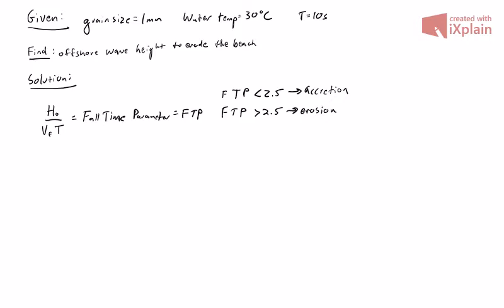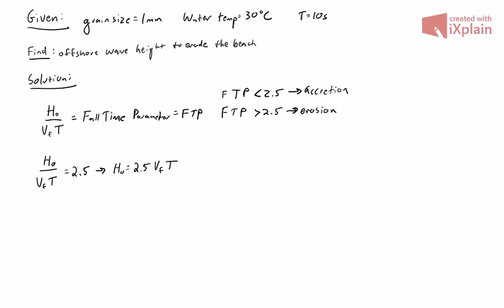So if we want to find the offshore wave height at which the beach starts eroding, we want to find that transition point where the fall time parameter is equal to 2.5. Right, so we're going to have offshore wave height over fall velocity times period equals 2.5. Therefore, wave height is equal to 2.5 times fall velocity times period.